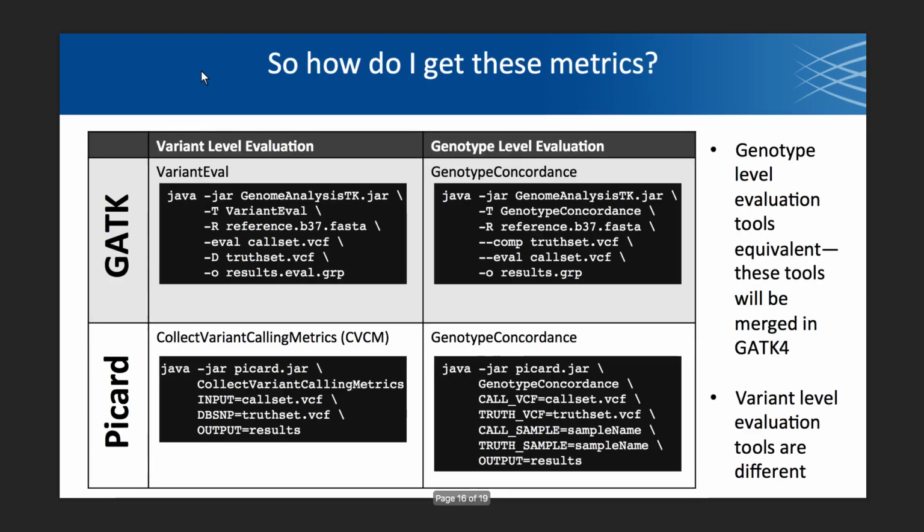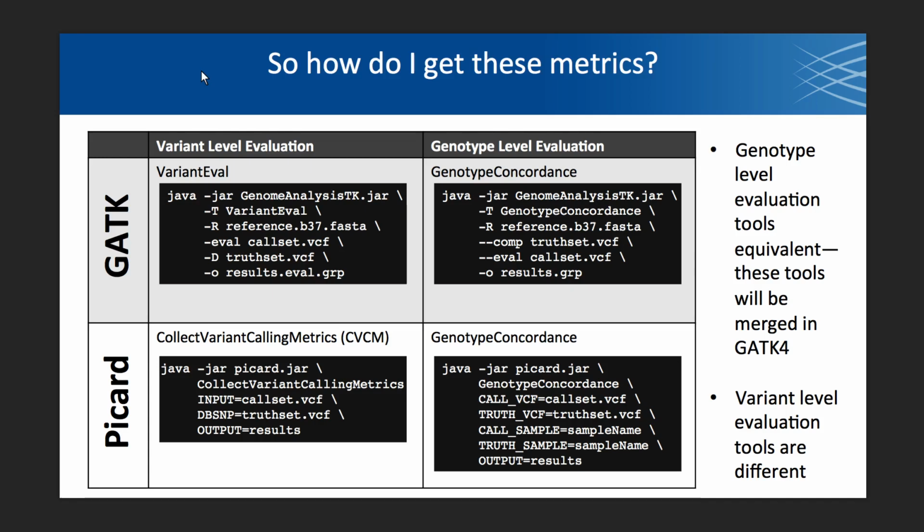So what do we use these metrics for? Again, we compare the concordance that we got versus the concordance that other people got on similar projects, to know whether this is a reasonable concordance. How do we calculate all these metrics? There are several different options here. I'm not going to read all the parameters, but both GATK and Picard have tools for variant level evaluation, so things that talk about the variant set as a whole, and genotype concordance, when we're comparing our call set with a truth set to find out what the concordance of the variants is.